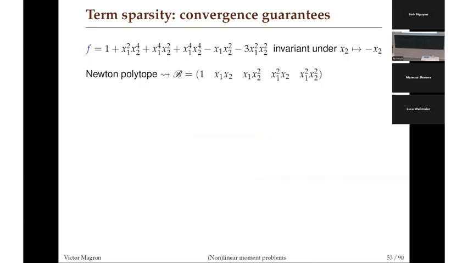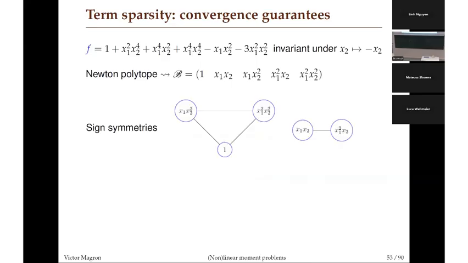This is another example, also invariant under the same sign flip. Now, instead of taking the canonical basis, let's assume that we take the Newton polygon. In this case, the block diagonalization that you obtain that corresponds to sign symmetries is this one. Here you have the 3 invariant monomials, and here you have the equivariants. This is what you obtain if you apply sign symmetries.